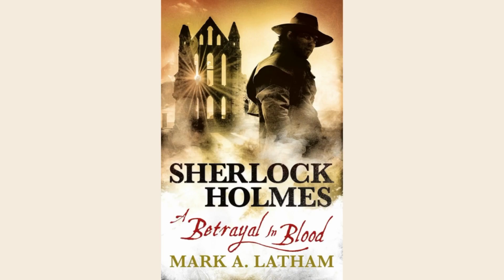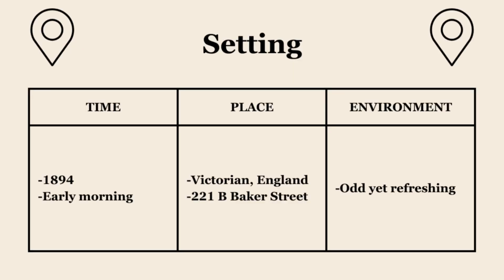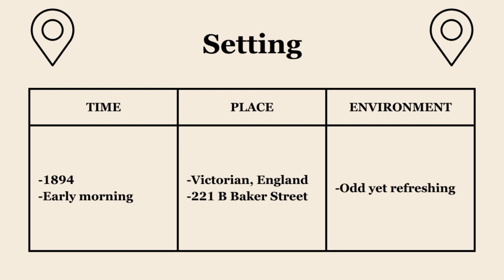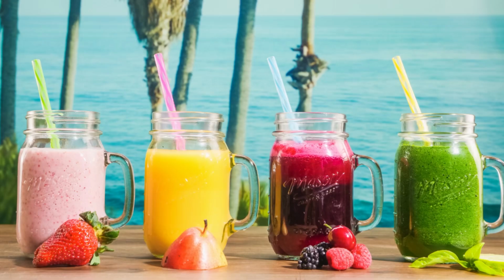And our third example is Sherlock Holmes, A Betrayal in Blood by Mark A. Latham. The time is 1894 in the early morning as to when this novel starts. The place is Victorian England in 221B Baker Street. And the environment is that, well, it's odd yet refreshing.